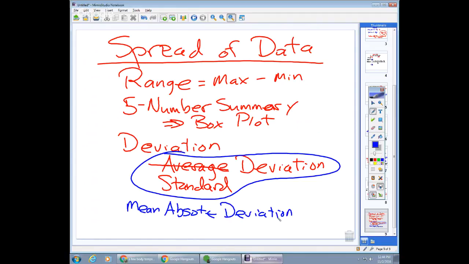Absolute as in absolute value. Unfortunate abbreviation of this, MAD, don't use it. It's introduced in some books because it's easier to do than standard deviation, but in practical applications, it is not useful. Okay, so if you ever see it in a book, just skip over that part. It's not worth it. Standard deviation.